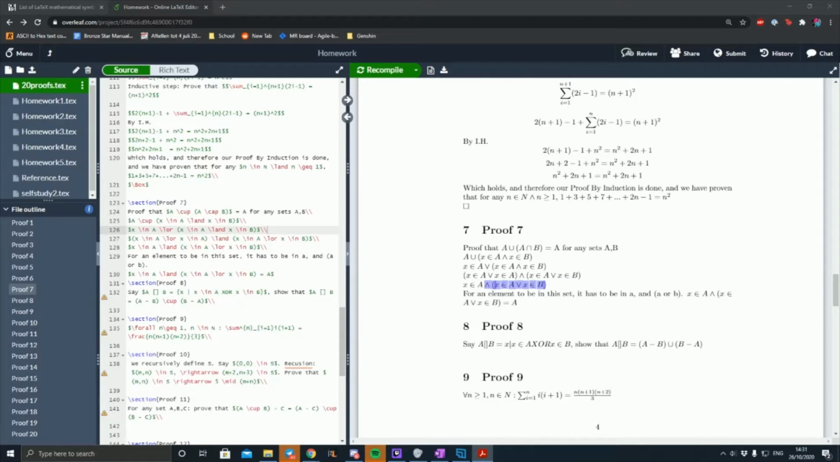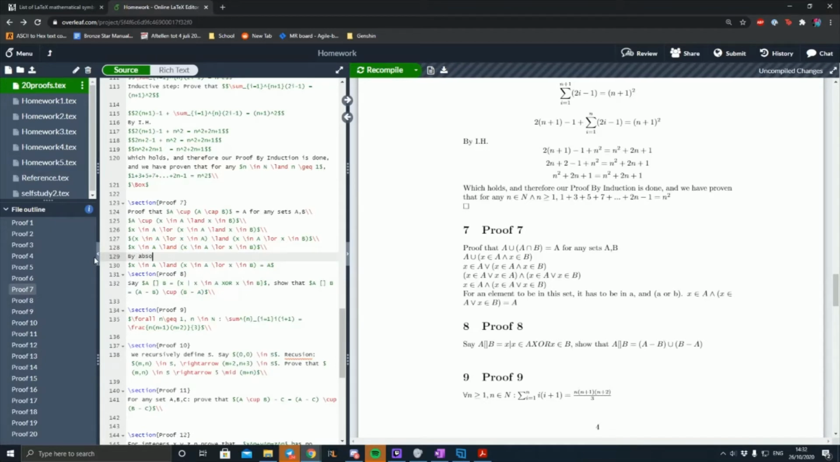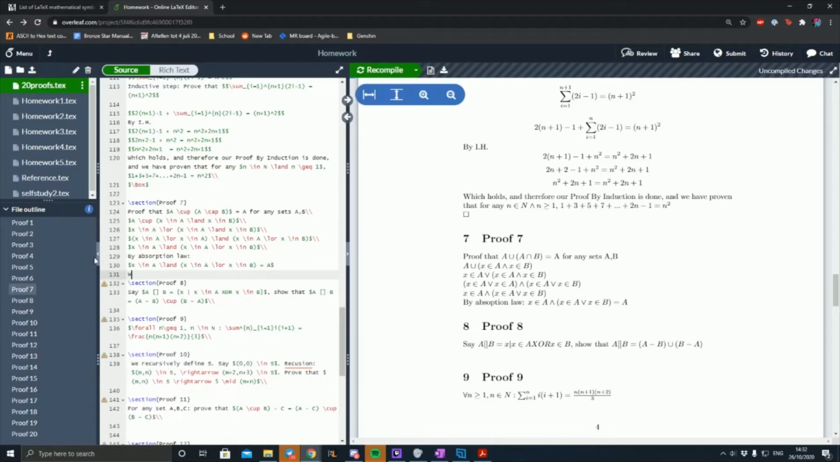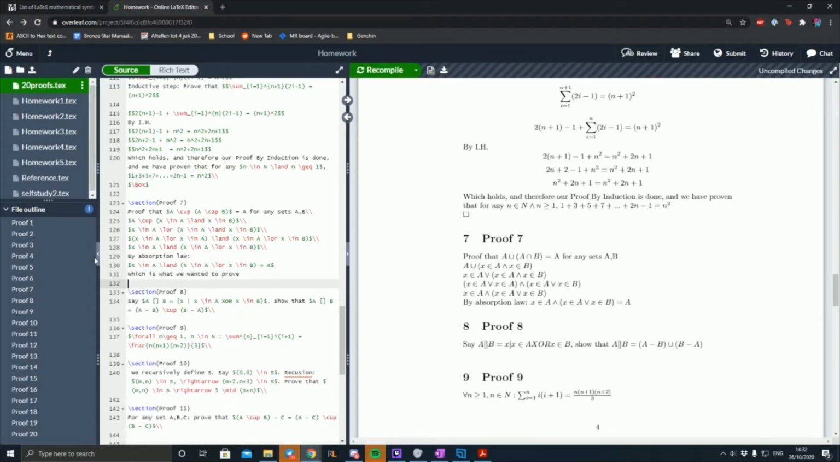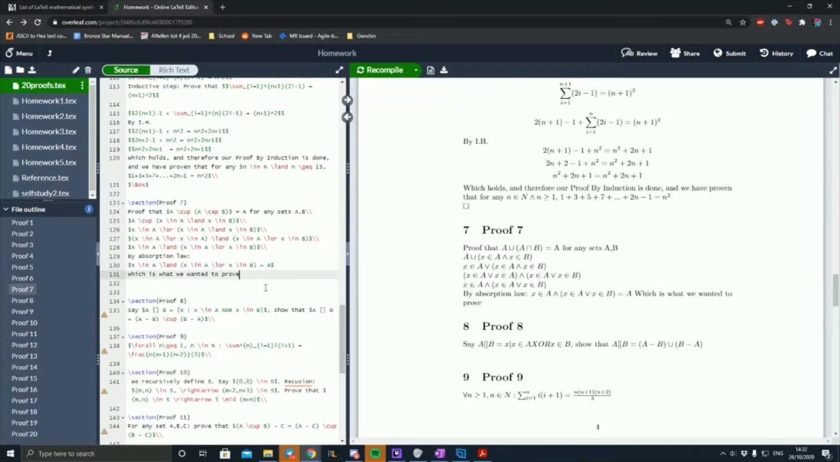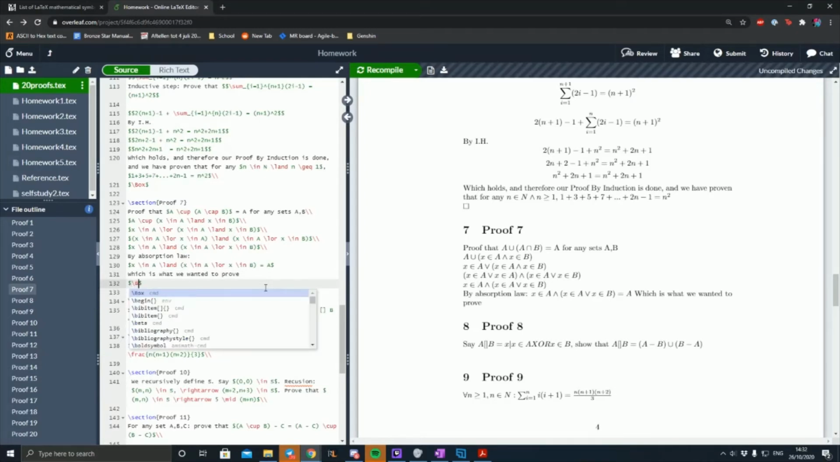I know for a fact that it's true, and I know it's probably in the book as well. Just say absorptive law, it exists. Okay, so we'll just call this by absorption law. Absorption law. Okay. Which is what we wanted to prove. QED, I hope. Box, question mark.